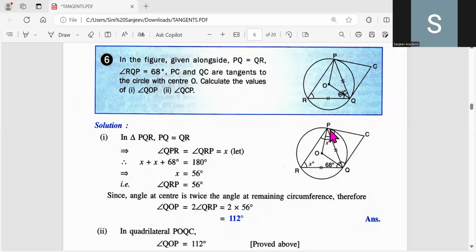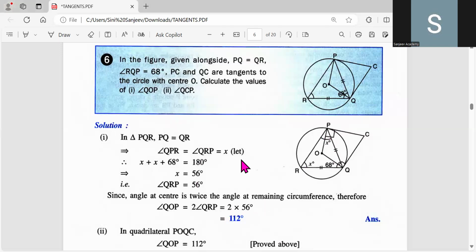How do I get 56? Because if I take this triangle, 68 plus 2x is equal to 180. 180 minus 68, divided by 2. So I'll be getting QRP is 56. So once I get QRP as 56, then what is the central angle? It will be twice. The central angle will be twice, 112 degrees.